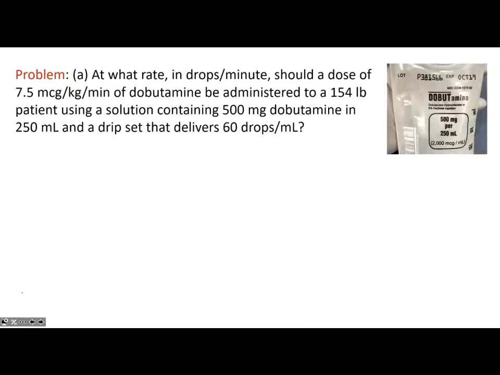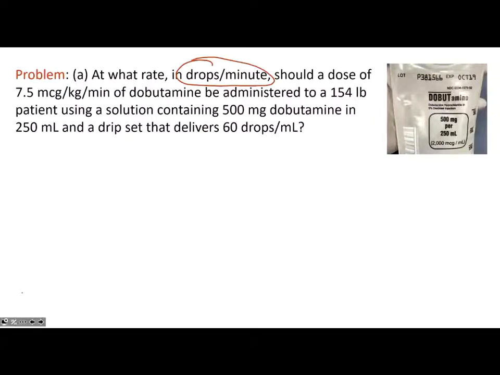This is finally into a dosing one. This is one that finally gets patient specific because it says, at what rate, again, circle that, this is our final answer. What do we want it in? We want it in drops per minute. So what is the rate in drops per minute? Should a dose of 7.5 micrograms per kilogram per minute of dobutamine be administered to a 154-pound patient using a solution that contains 500 milligrams of dopamine in 250 mils, using a set that has a drop rate of 60 drops per milliliter. Okay, the drop factor is 60 drops per mil.